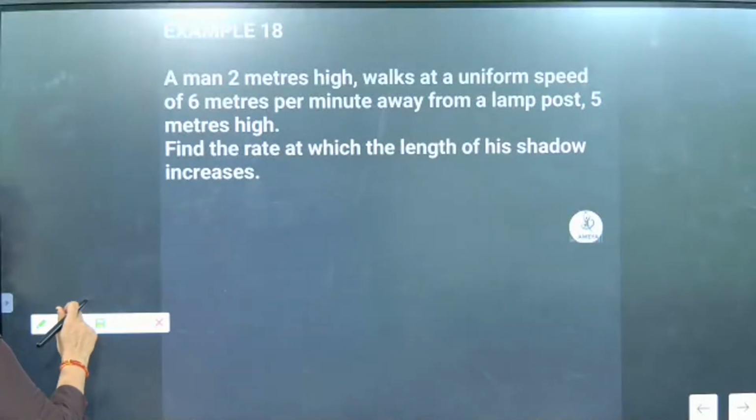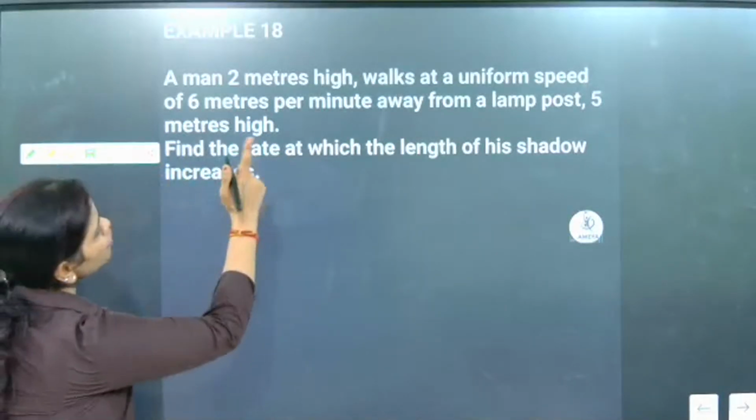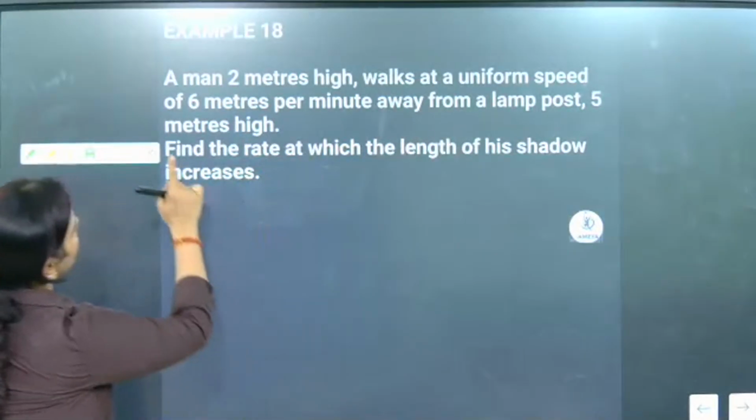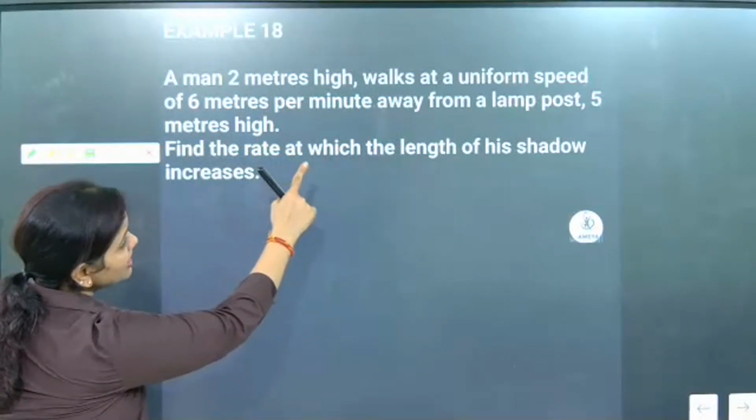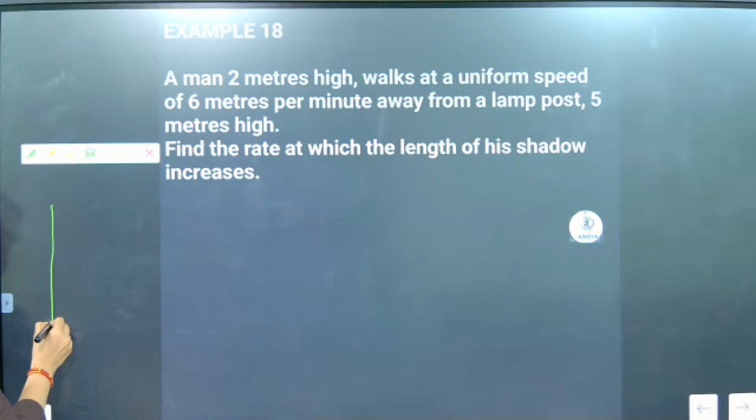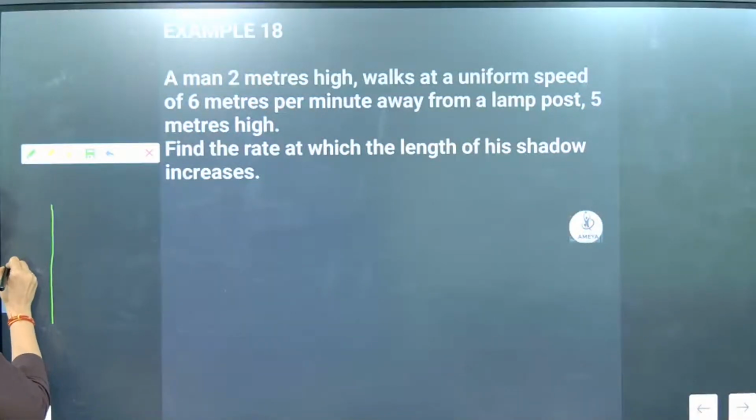Now listen, write down this one. A man 2 meter high walks at a uniform speed of 6 meter per minute away from a lamp post. So beta, what we will do? First we will draw a lamp post. So this is our lamp post.